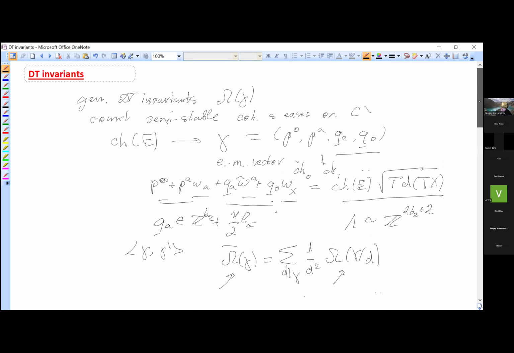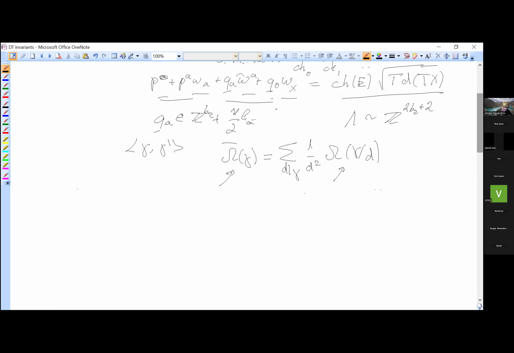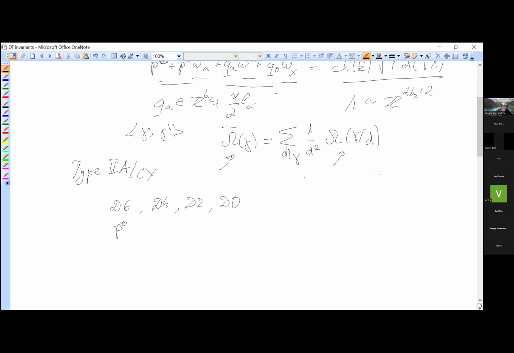Let me also mention that from the physics point of view, these P0, PA, QA, Q0 correspond to the so-called D-brane charges. If we consider type IIA string theory on our Calabi-Yau, then these charges precisely correspond to D6, D4, D2, D0 brane charges. Roughly speaking, they give the number of these branes. And the D6 brane charge, which I call P0, is what is also called the rank of the DT invariant.